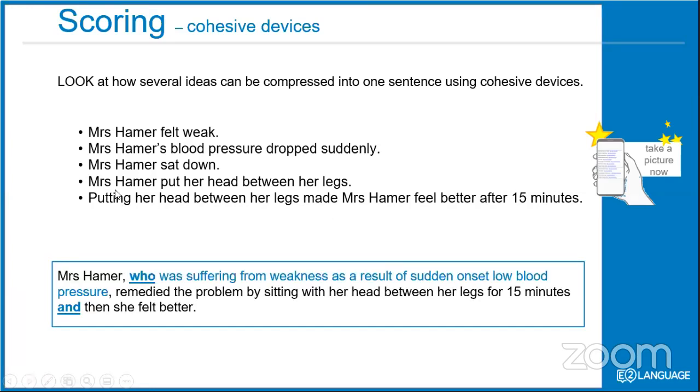So all of those sentences, notice 1, 2, 3, 4, 5 sentences, becomes: Mrs. Hamer, who was suffering from weakness as a result of sudden onset low blood pressure, remedied the problem by sitting with her head between her legs for 15 minutes, and then she felt better. Okay. Notice the non-defining relative clause, separated from the rest of the sentence by commas.